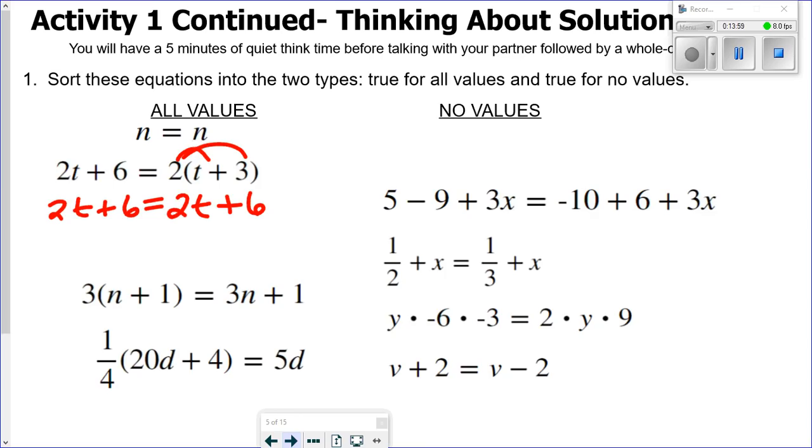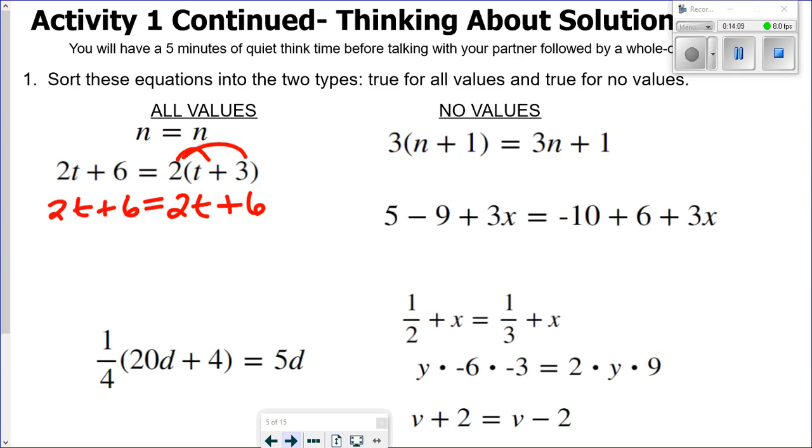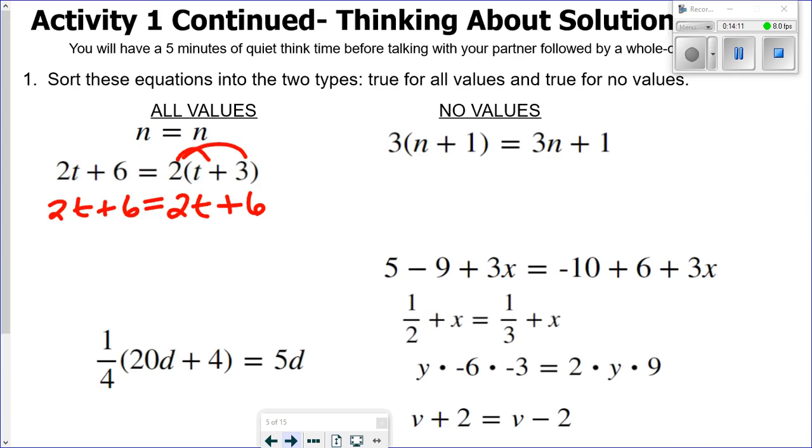Let's take a look at the one below. 3 times the quantity of n plus 1 equals 3n plus 1. I'm going to go ahead and place this in the no values category. Let's prove why this one has no values that will work. Again, I'm going to use that same concept as I did in the last problem. I see a 3 outside the parentheses, so I can distribute it. 3 times n gives me 3n, and 3 times 1 gives me 3.